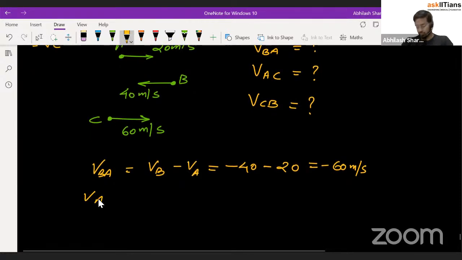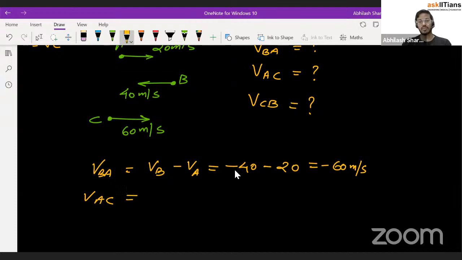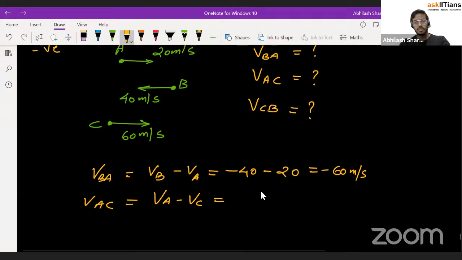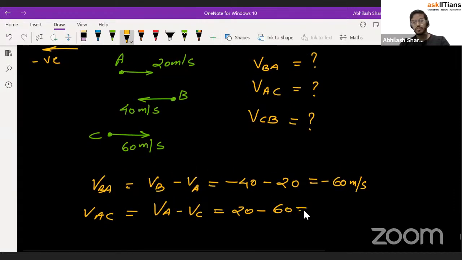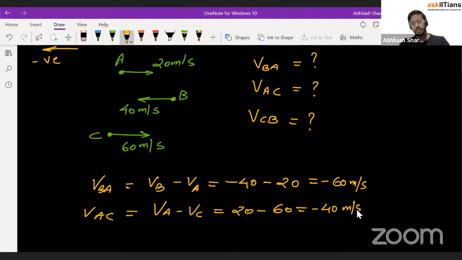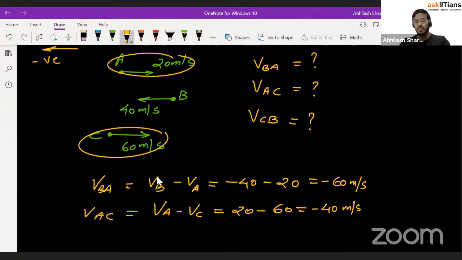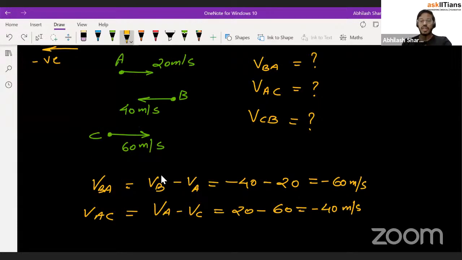Now VAC. So what is VAC? Again, split the formula: VA minus VC. Velocity of A is again positive 20 minus velocity of C, which is also positive. So we get a negative 40 meters per second. Again, we can visualize it. C is moving really fast and A is moving really slow. So according to C, A is going backwards. C is overtaking A, right? So A will appear to go backwards. That's why negative, isn't it?